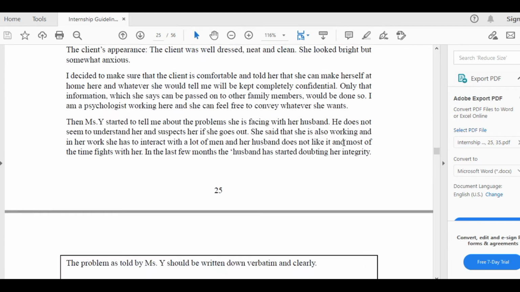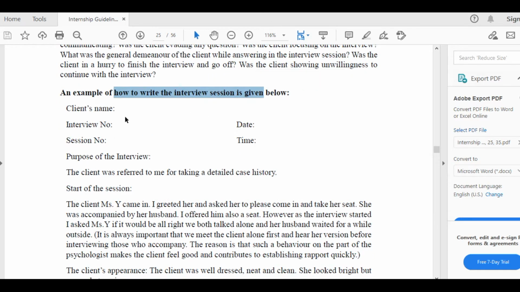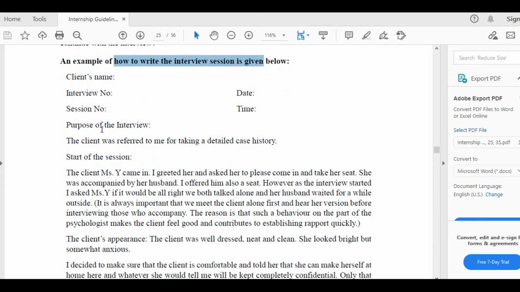Now just coming to this section, that is page 25. The example of an interview session is also given. You have to write the name of the client, the interview number or the session number.